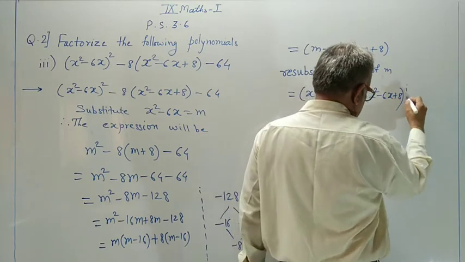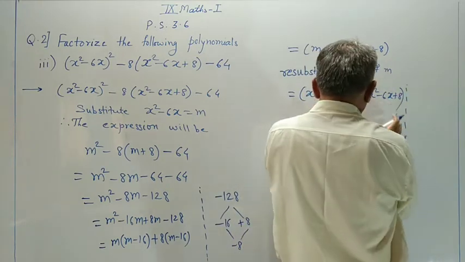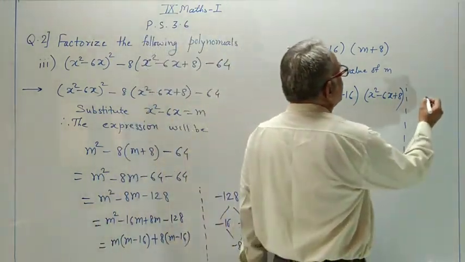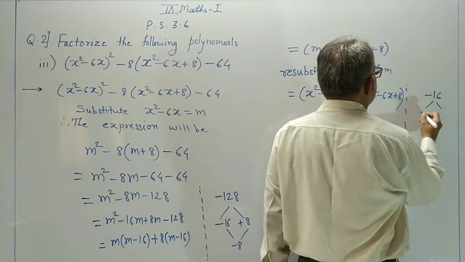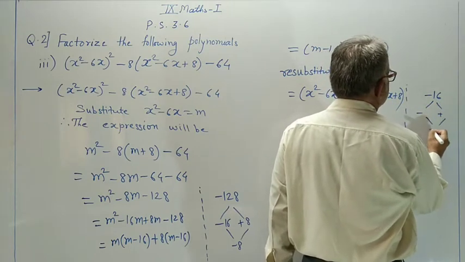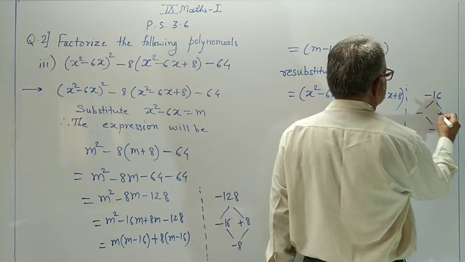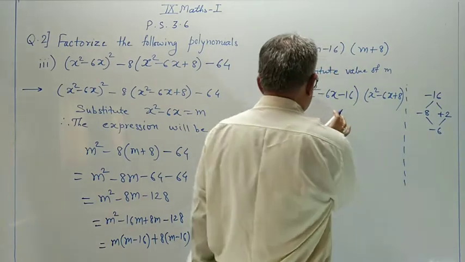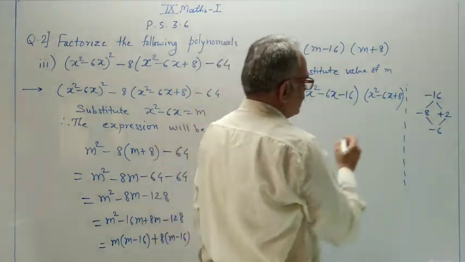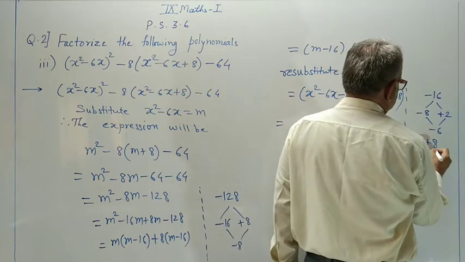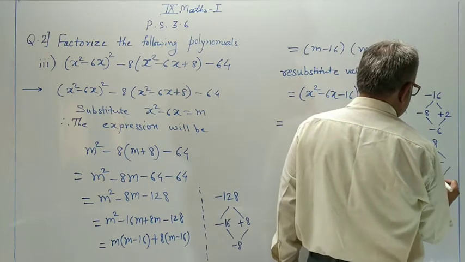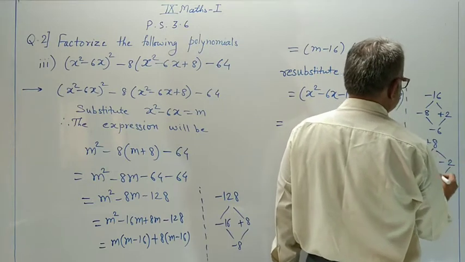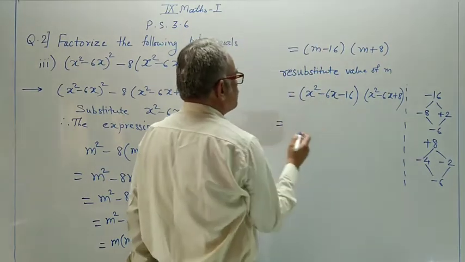Now again do rough work to factorize this if possible. Sometimes it is possible, sometimes it is not. To get product negative 16, different signs, total should be minus 6. Is it possible? Yes. Minus 8 into plus 2 is minus 16, addition is minus 6. So we can factorize this. For product plus 8, both take the middle term sign, total minus 6. Is it possible? Yes. Minus 4 and minus 2 is minus 6 and product is plus 8. So this is also possible.